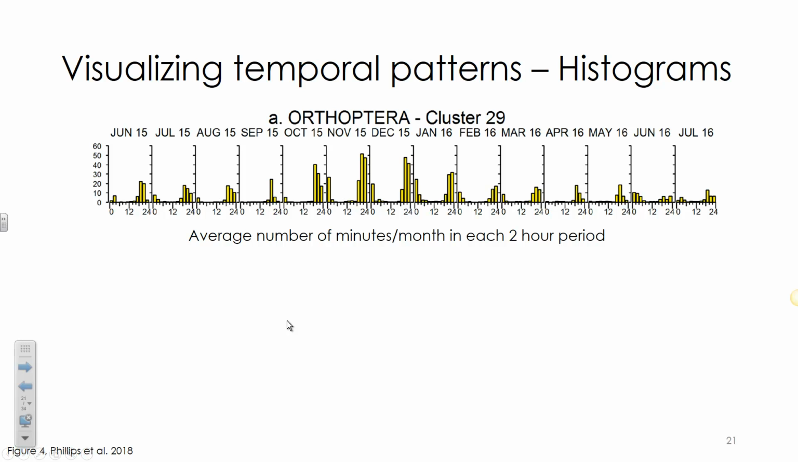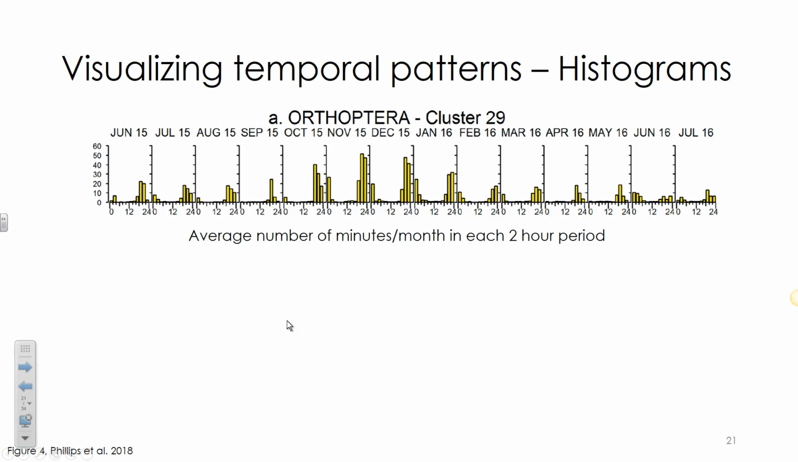Okay, so once they had those group clusters, I'm just going to keep talking, they visualized them in different ways to start to get at how these different sounds were appearing over time and space and interacting with each other. And so the first plot I'm going to show here are the histograms. This is showing the average number of minutes per month in each 2-hour period. So the bars correspond to 2 hours and how many minutes during those 2 hours that cluster was present, or that cluster was classified as. And then each little brick is the month that it was.